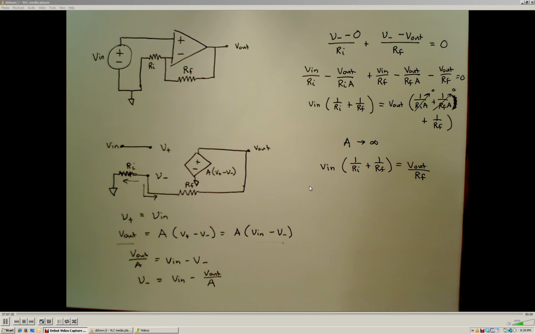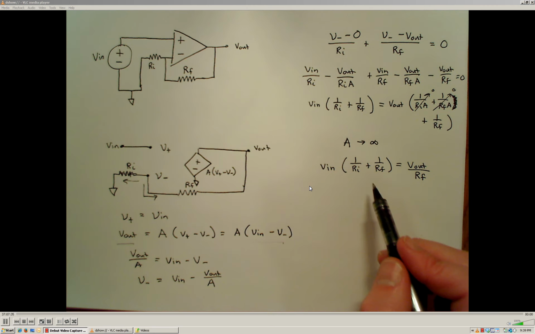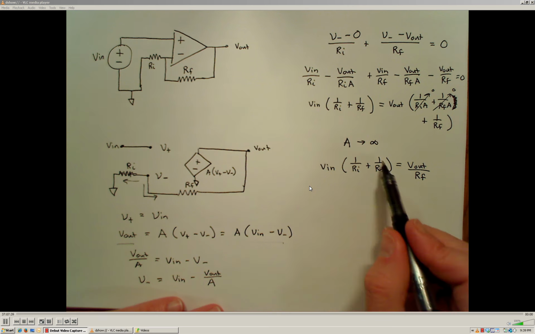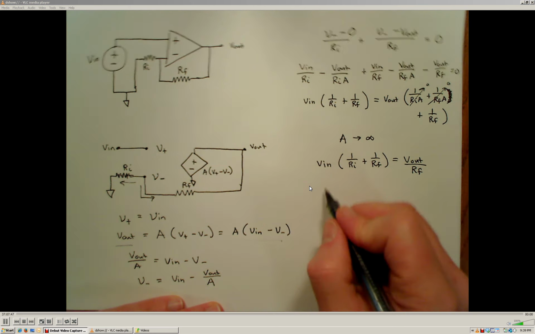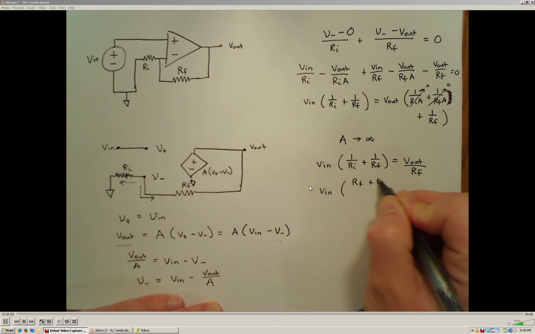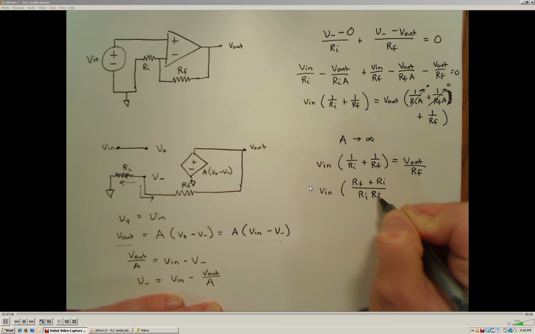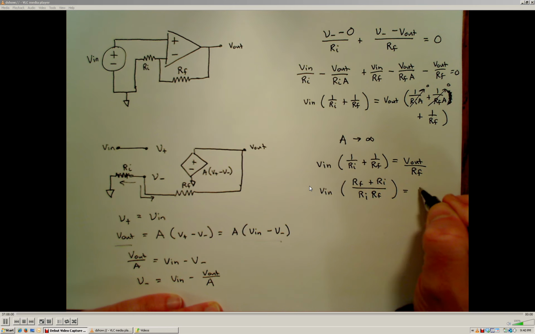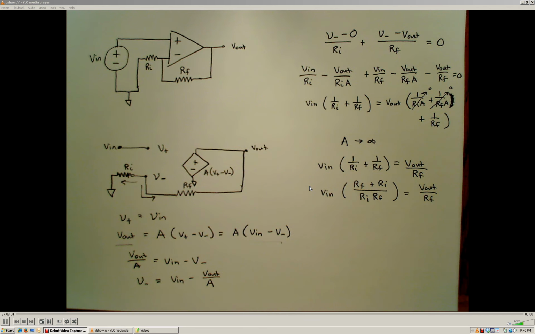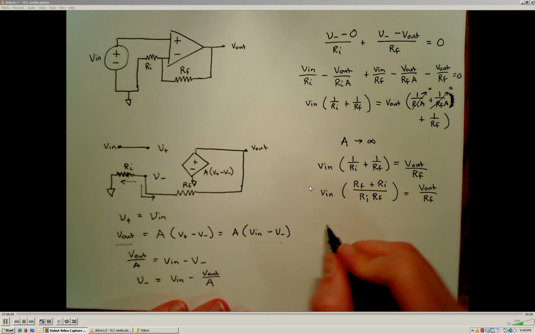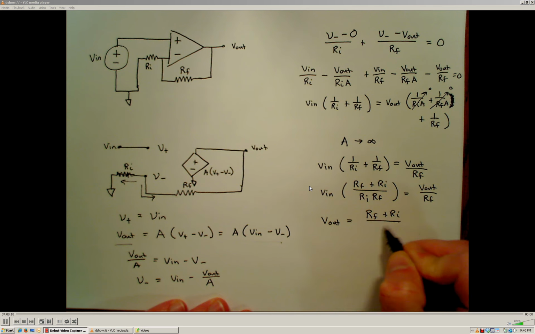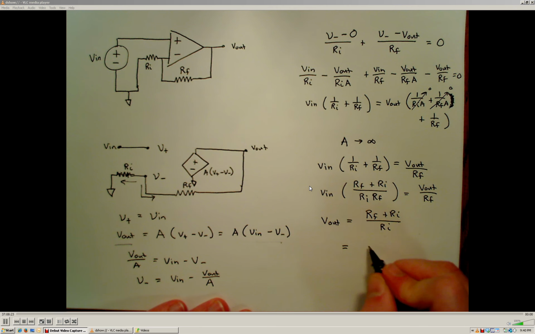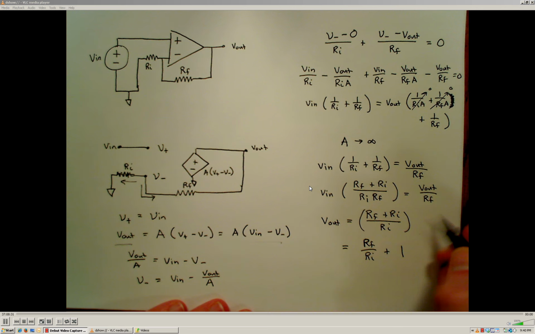And if I want to simplify this further, I can get a common denominator here by multiplying this one by Rf over Rf and this one by Ri over Ri. And what I would wind up with there will be Vn times Rf plus Ri over Rf, my common denominator, is equal to V out over Rf. Alright, but the Rfs are common here, so if I multiply both sides by Rf, I wind up with V out is equal to Rf plus Ri over Ri, which can also be simplified to Rf over Ri plus 1. Alright, so we see here, all of that is multiplied by Vn, of course.